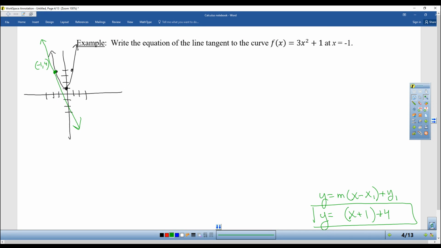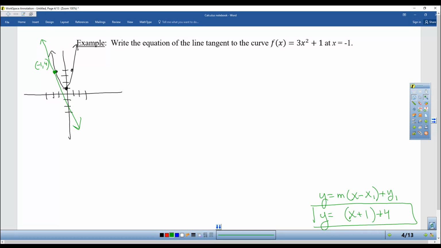So whenever the question says write the equation of a line, I would just jump straight to the answer, get most of it filled in, and then you can look at it and say, oh, all I need is the slope. So you need the slope at a point. In other words, we're going to practice what we just did.